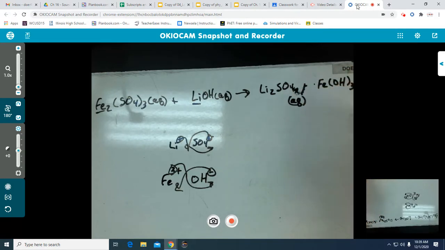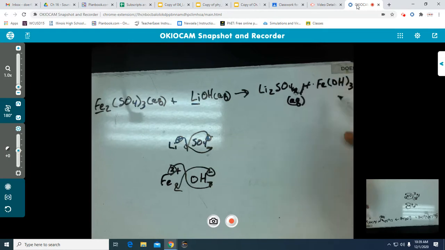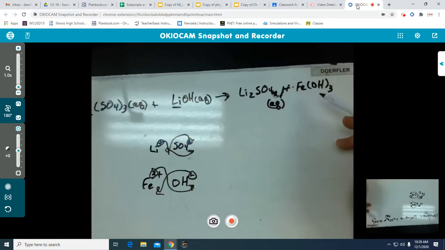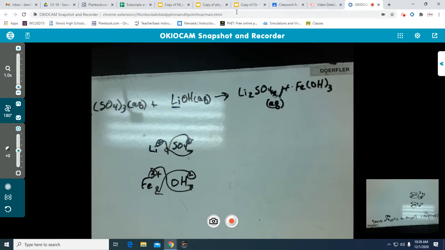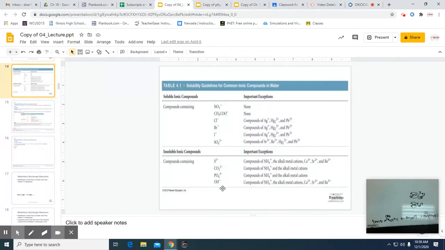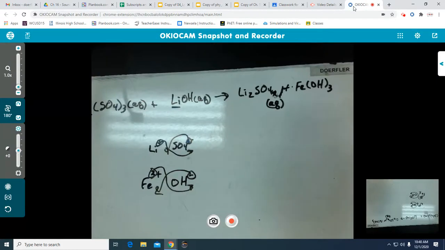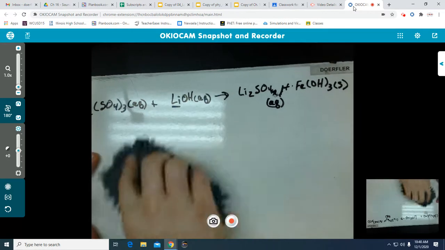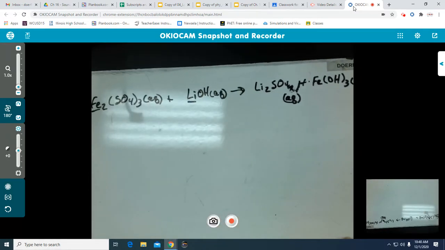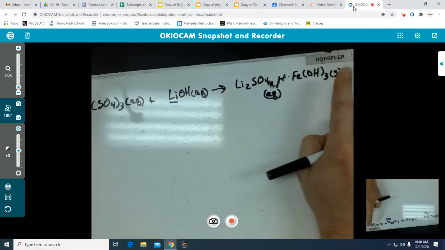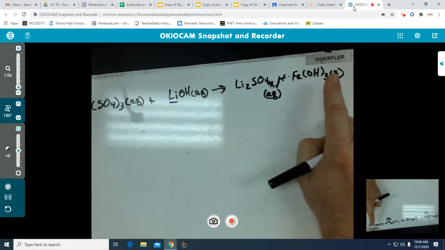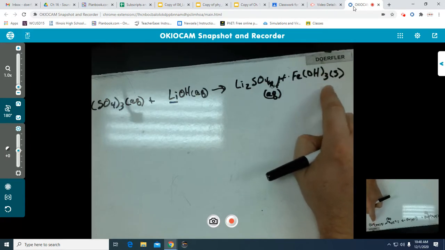Now, it doesn't automatically mean that iron 3 hydroxide is going to be a precipitate, but we can always go back and check. Hydroxide is typically insoluble unless bonded with ammonium, alkali metals, calcium, strontium, or barium. In this case, hydroxide is not bonded to any of those. So that means that iron 3 hydroxide is going to be the solid, or the precipitate. So that's the answer to A. This iron 3 hydroxide is our precipitate.